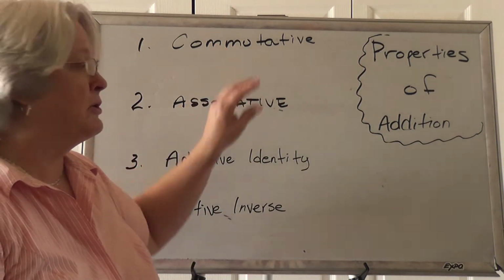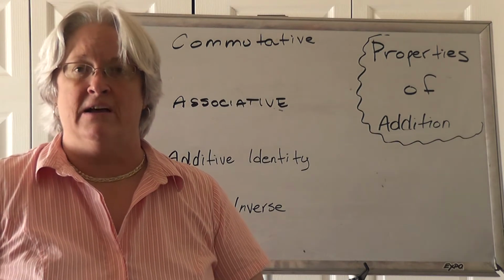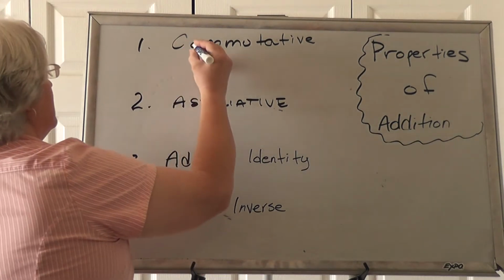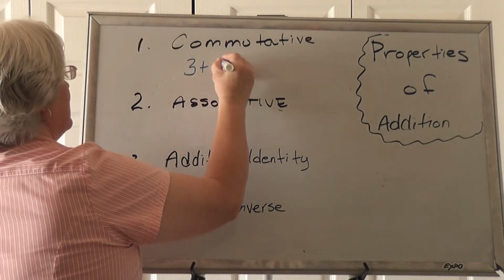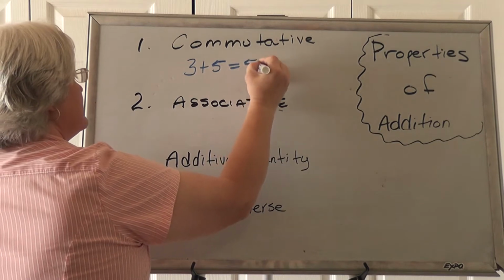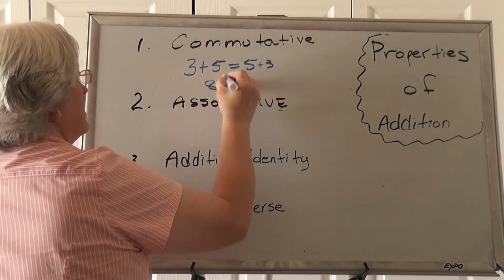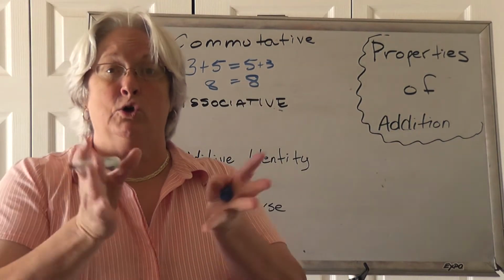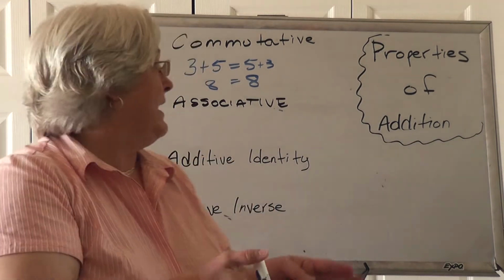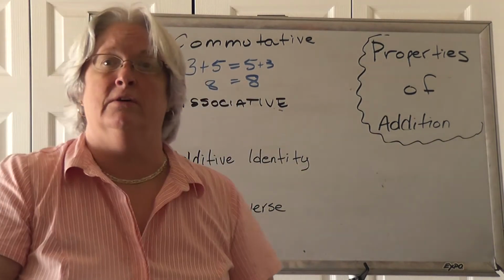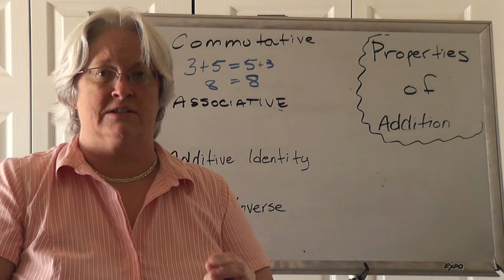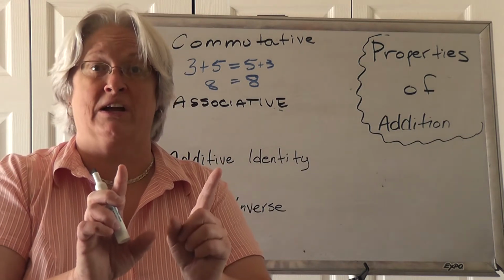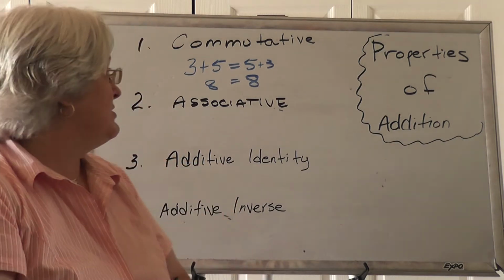Now first, the commutative property says that it doesn't matter in what order you add numbers together. If you have 3 plus 5, that's exactly the same as 5 plus 3. Doesn't matter what order you add those two numbers together, you're going to always arrive at 8. That's the commutative property of addition. It says the way in which you add your numbers together makes no difference to the result or to the outcome.